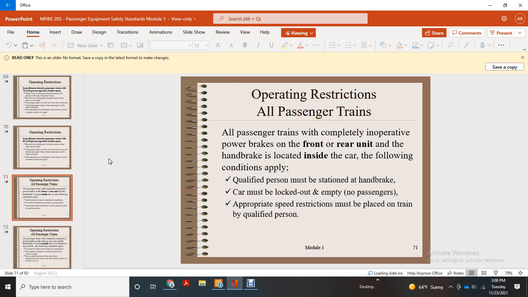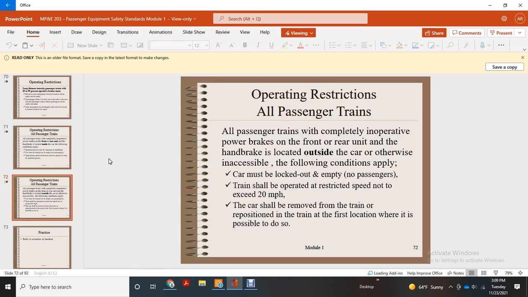Operating restriction on all passenger trains. All passenger trains with completely inoperative power brakes on the front and rear unit, where the handbrake is located on the inside of the car, have the following conditions apply. Qualified personnel must be stationed at the handbrake, the cars must be locked out and emptied with no passengers, and an appropriate speed restriction must be placed on the train.